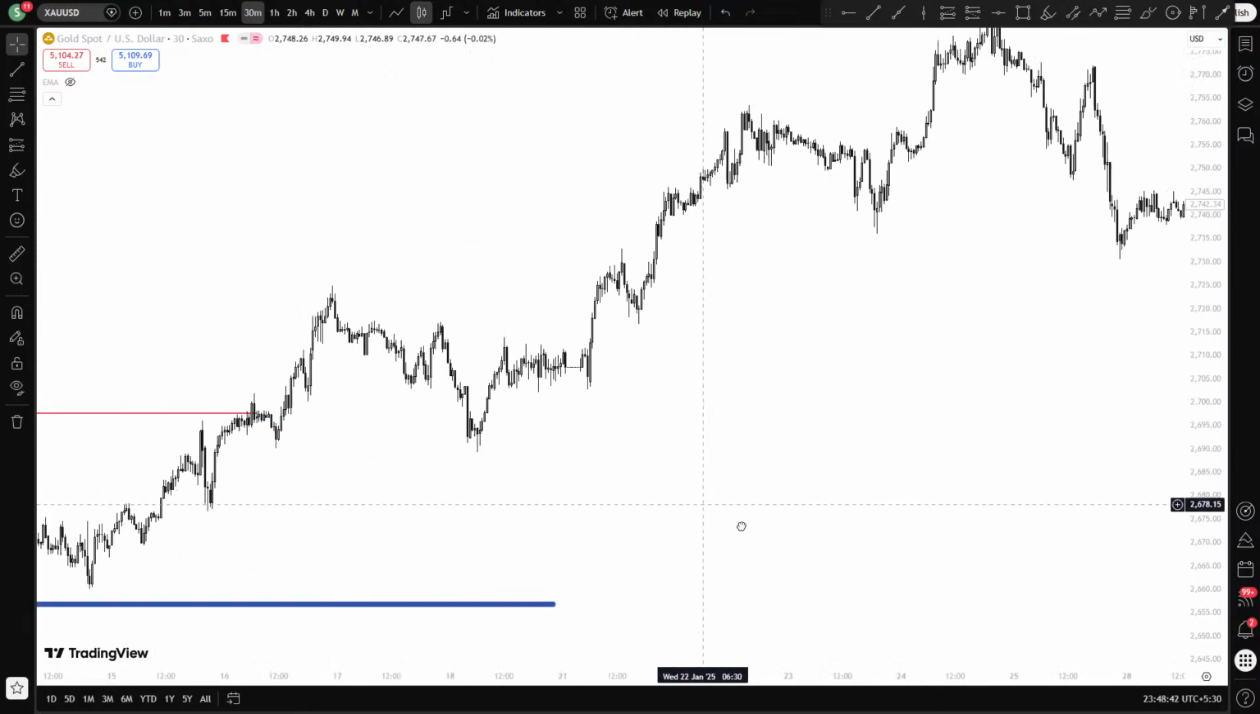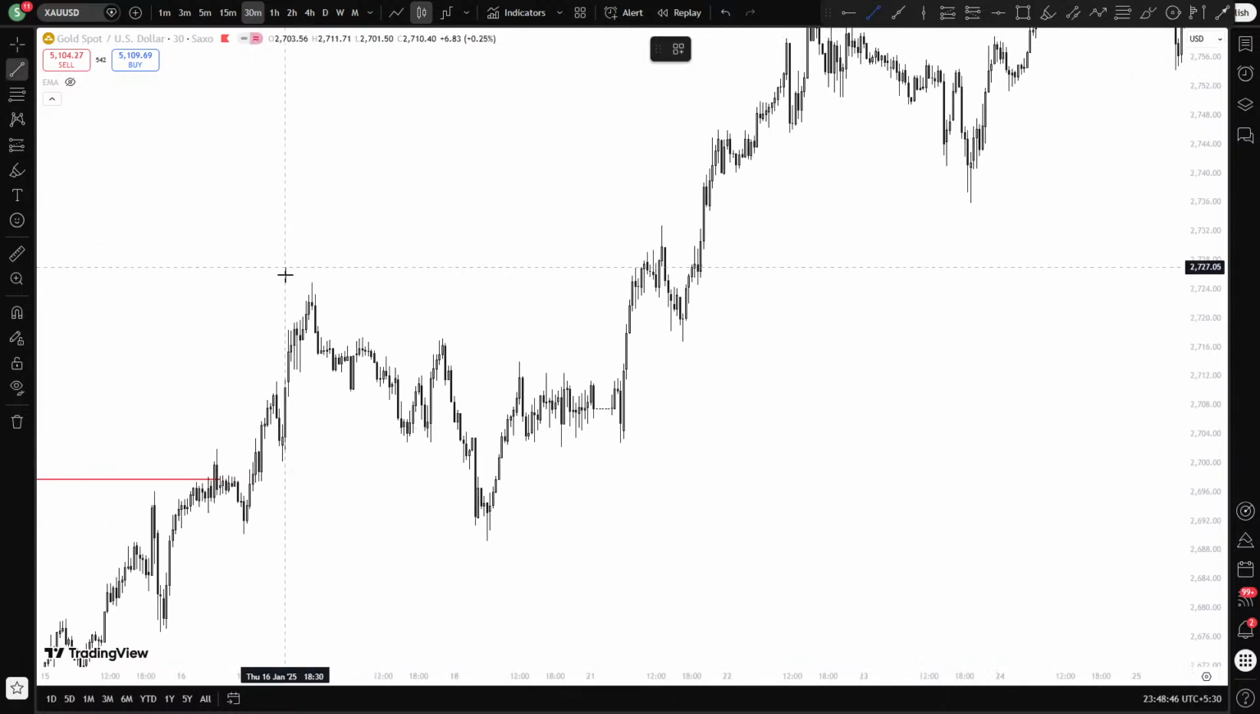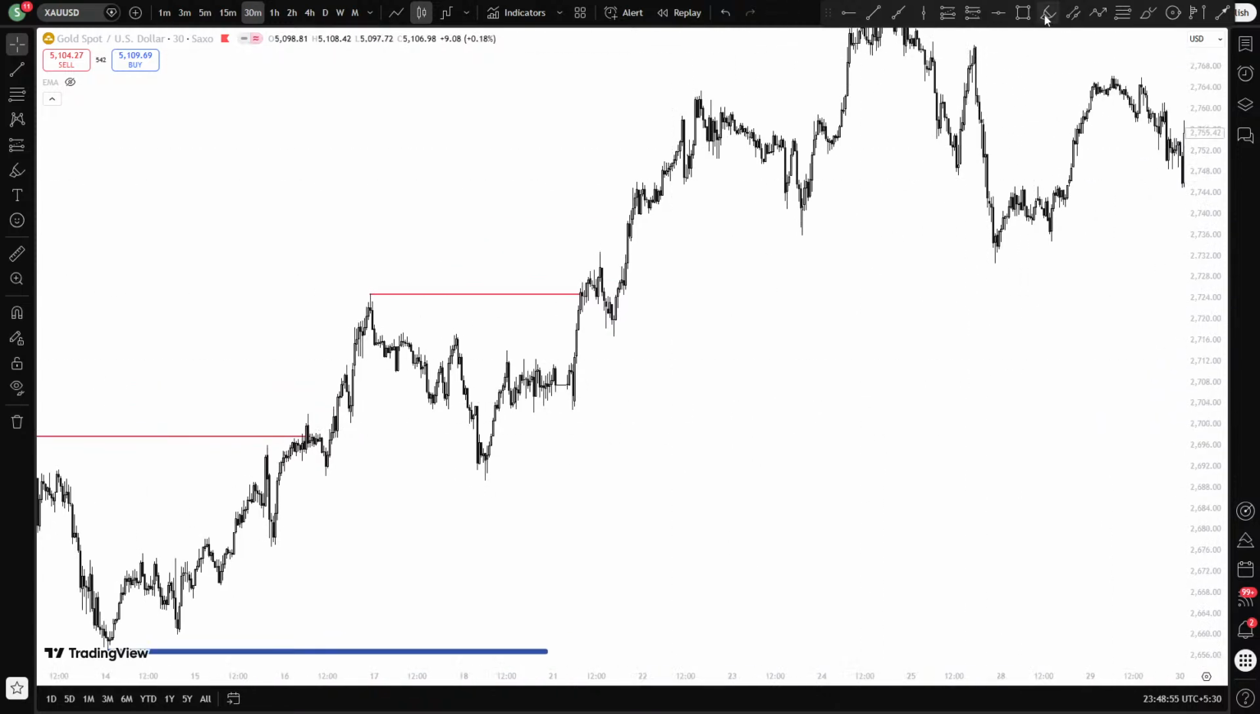The market keeps on moving. What do we have to do? We have to wait for the market to give us a breakout here. The moment we have this breakout, what do we need to mark? We need to mark this trade.